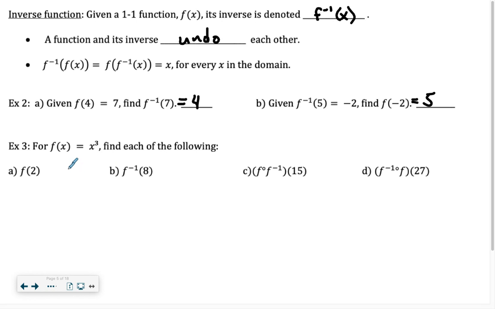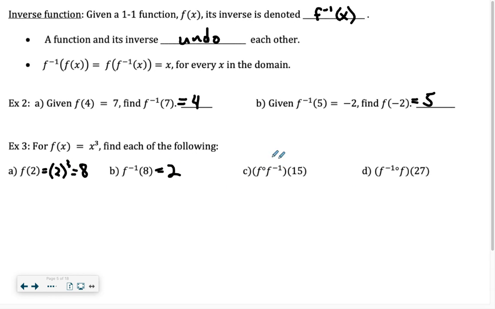Now, this one lets us see that same idea. Let's say our original function is x cubed. If I plug 2 into that, I would have 2 cubed, and 2 cubed is 8. Then I want to find f inverse of 8. Again, if we found that f of 2 equals 8, if I switch x and y here, that point would be on the inverse. So f inverse of 8 would equal 2.